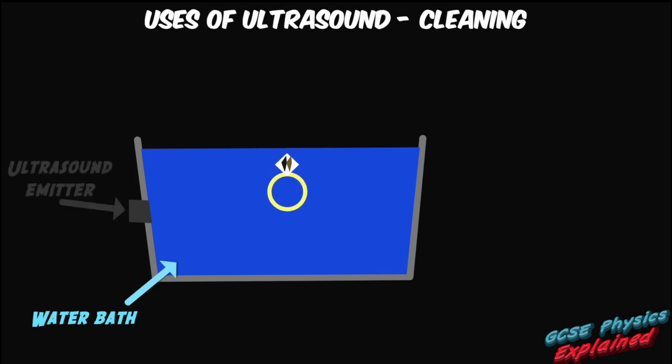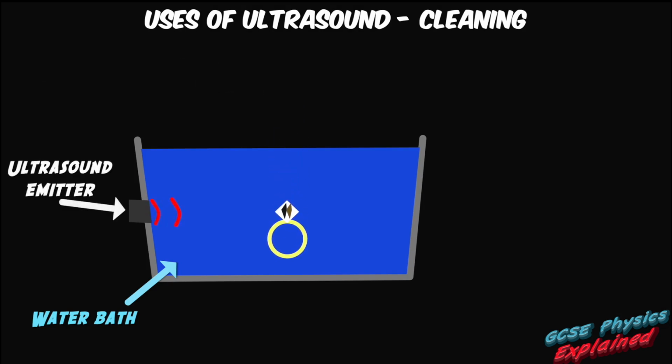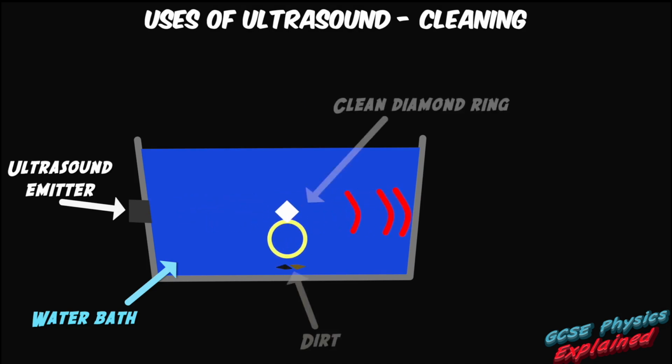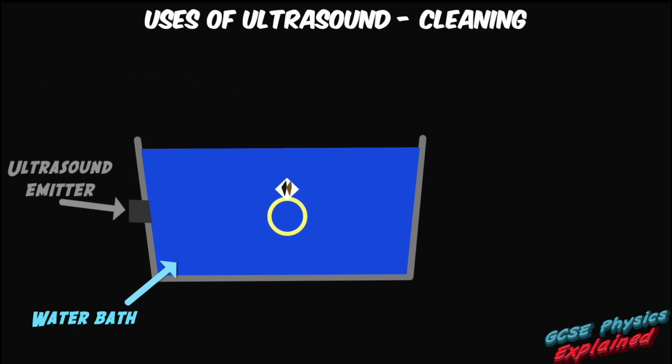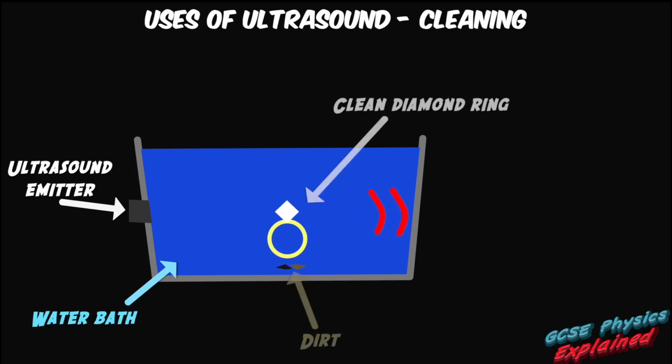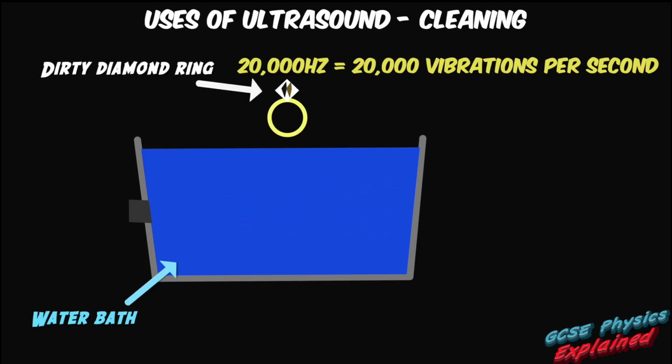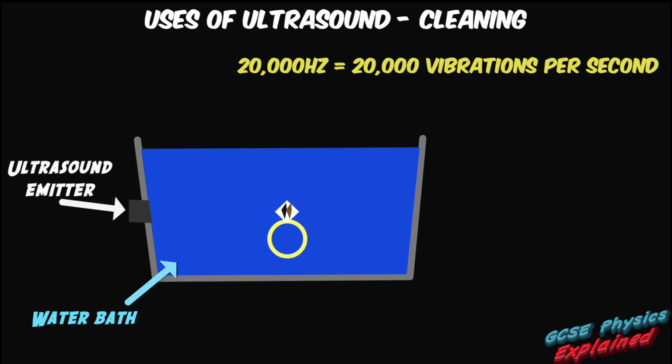Ultrasound can also be used to clean objects. The way it does it is by shaking dirt off the object. Remember, ultrasound is sound with a frequency above 20,000 Hertz. The frequency tells you how many times per second the wave is vibrating. So that's more than 20,000 vibrations per second, which shakes dirt loose, as you can see on the animation.